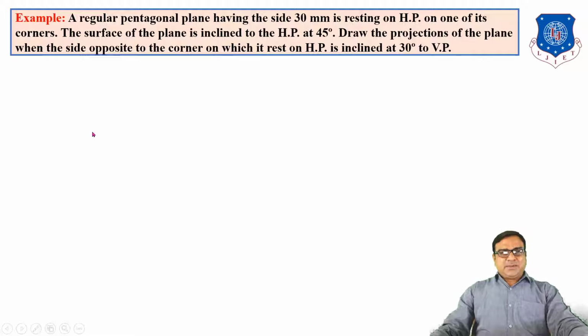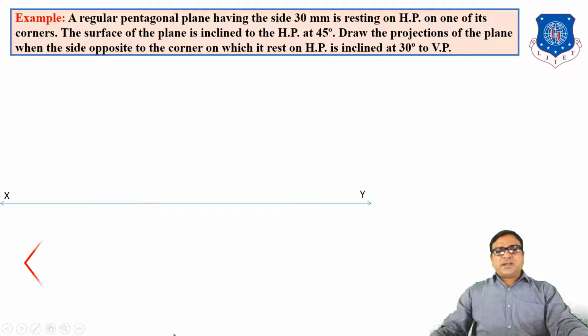Our first example is the projection of a pentagonal plane, in which a regular pentagon plane having a side of 30 mm is resting on HP on one of its corners. The surface of the plane is inclined to HP at 45 degrees. Draw the projections of the plane when the side opposite to the corner on which it rests on HP is inclined 30 degrees to VP.